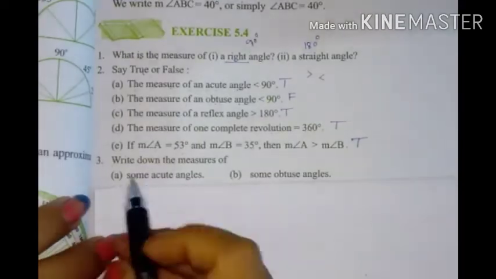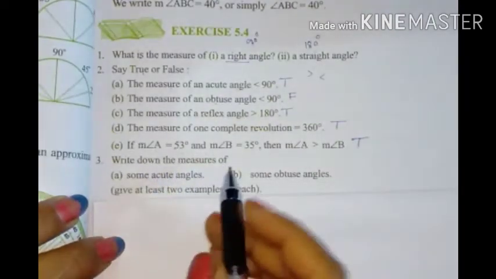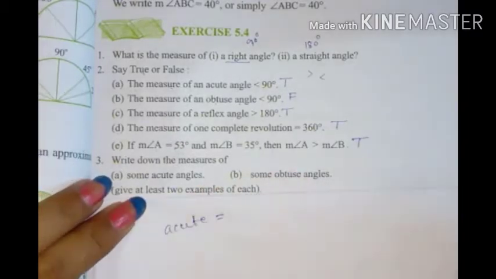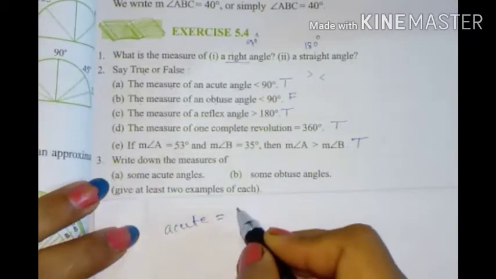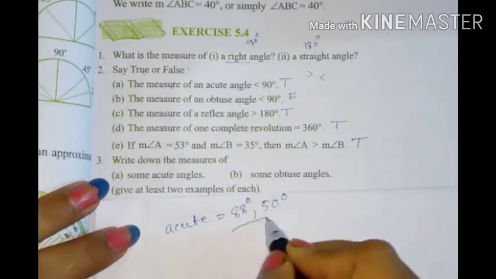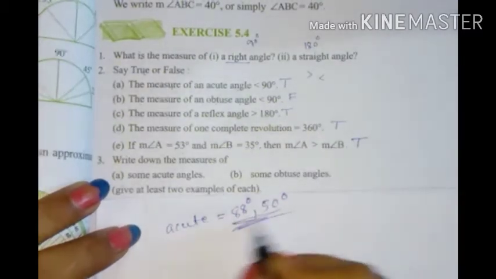Here it is written, write down the measure of some acute angles. So we know acute angle, isn't it? What is an acute angle? Less than 90 degrees. So you can write any degree less than 90 degrees. That is up to you. I'm just writing this answer.